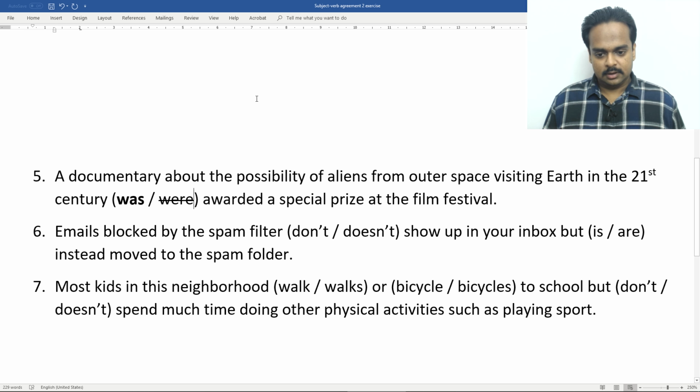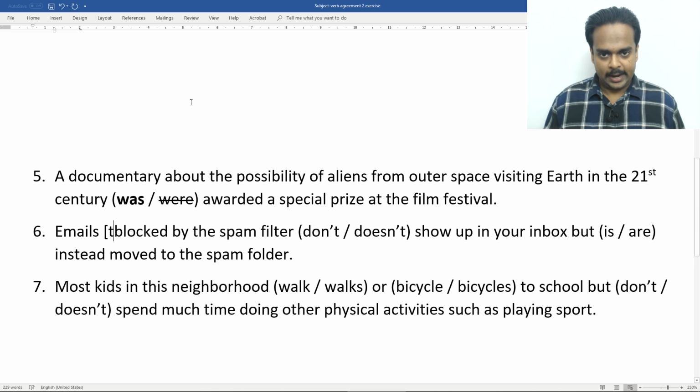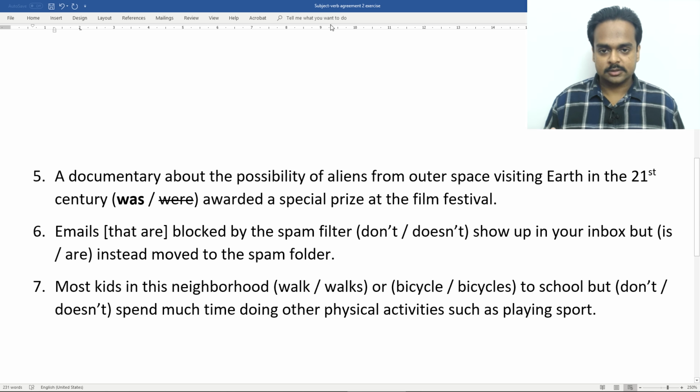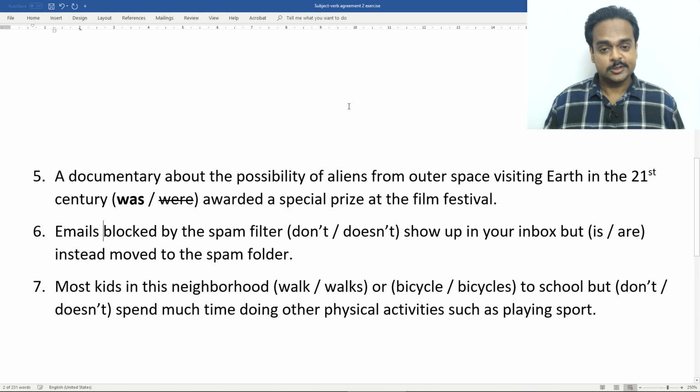In number 6, there are 2 places where you have to choose the correct verb form, but both verbs relate to the same subject. The sentence starts with emails, and then we see the word blocked. This is actually a relative clause. The sentence is trying to say emails that are blocked by the spam filter, but the words "that are" are left out, so this is a reduced relative clause. That means the subject is emails, which is a plural noun. So emails blocked by the spam filter don't show up in your inbox, but those emails are instead moved to the spam folder.